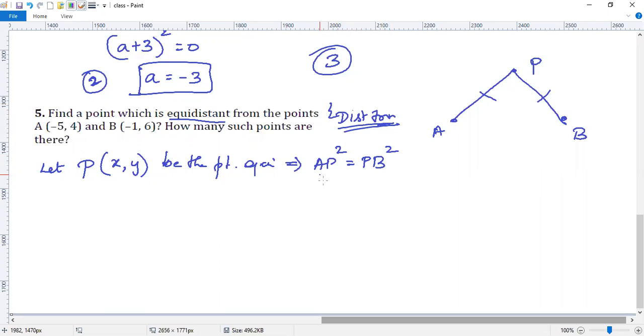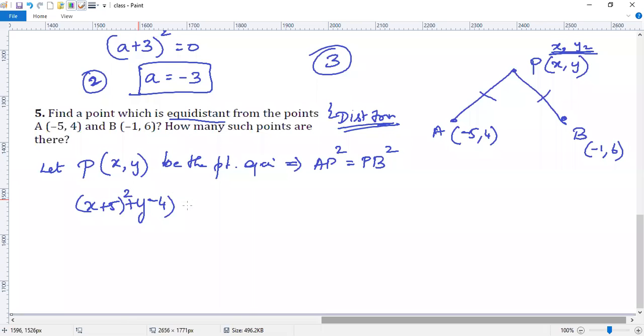When you apply AP squared equals PB squared, what will you get? You have to substitute P as x comma y. And over here, A is minus 5 comma 4 and B is minus 1 comma 6. So when you consider AP, you can take this one to be x2 comma y2, right? So it will be x minus of minus 5, which is x plus 5, so x plus 5 whole square. Again, y minus 4.